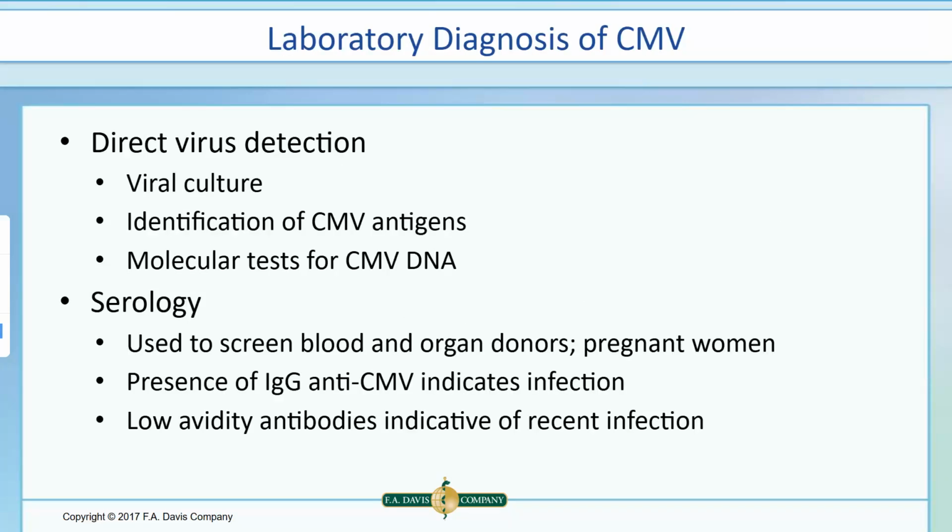Laboratory diagnosis: direct virus detection, viral culture, identification of CMV antigens, molecular tests for CMV DNA, or serology. Serology is used to screen blood and organ donors, pregnant women. Presence of IgG anti-CMV indicates an infection. Low avidity antibodies is indicative of recent infection.